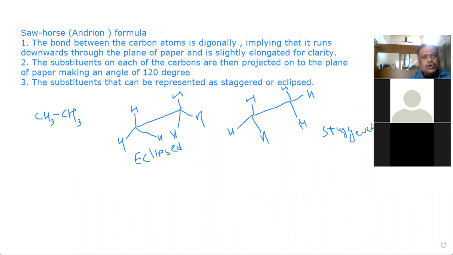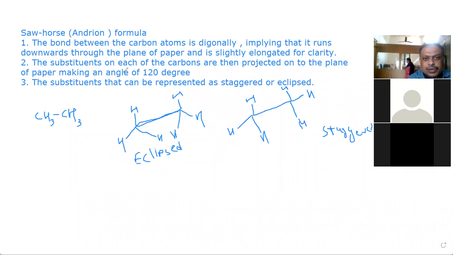Staggered conformation. Sawhorse formula. The bond between carbon atoms is diagonal. In Sawhorse projection we draw a diagonal line, implying that it runs downwards through the plane of paper and is slightly elongated for clarity. So the line is drawn slightly downwards through the plane of paper.